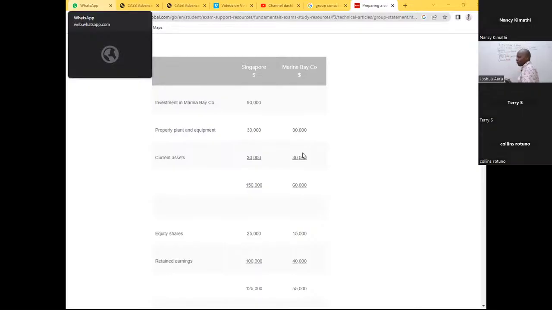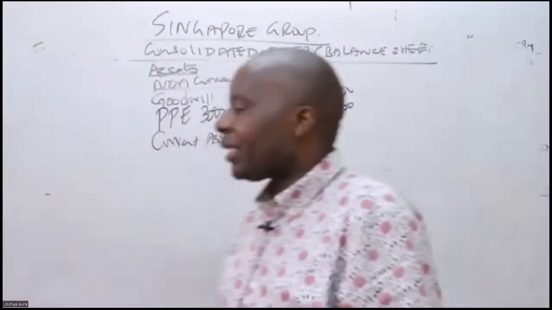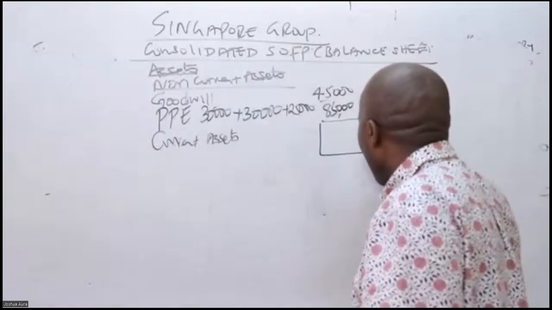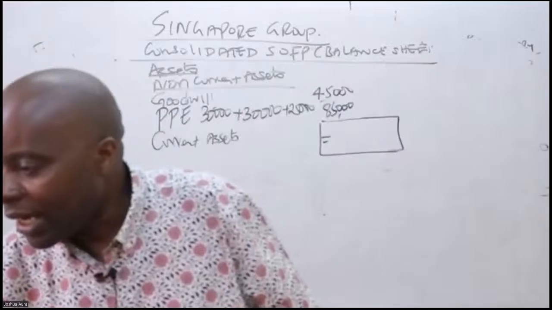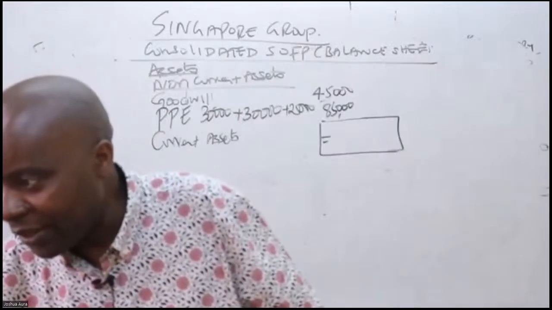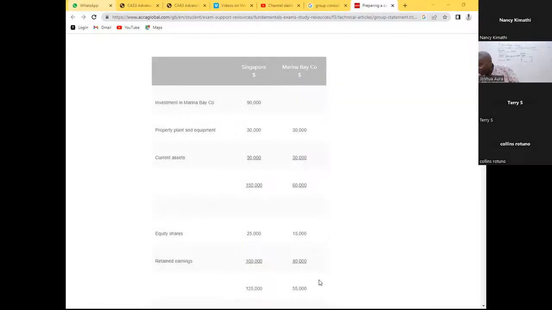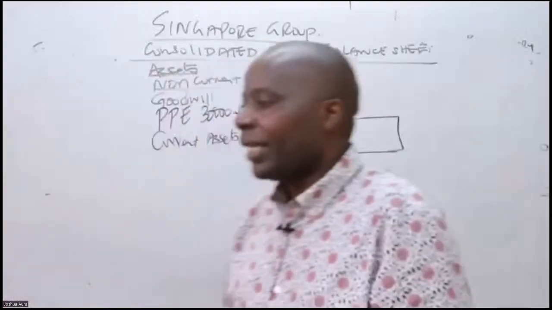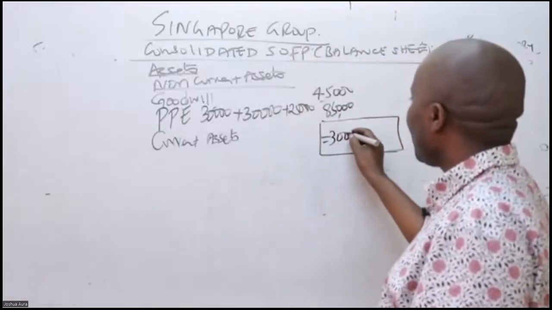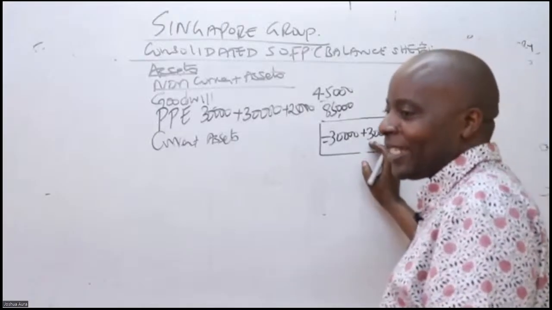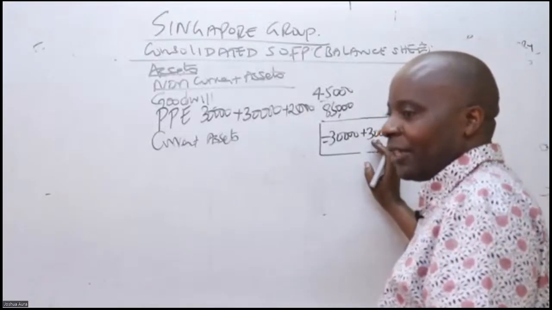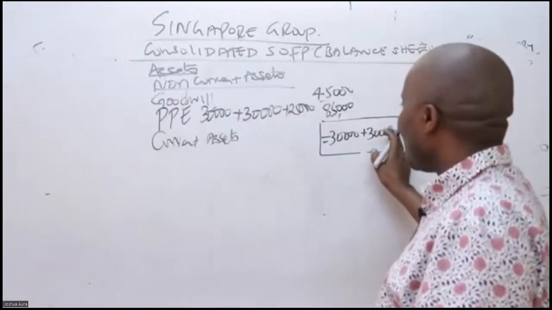I'll simply go to my box here. I'll make adjustments later. I say equals, I can see current assets. What do we have here? I can see 30,000 and 30,000. So I'll say equals 30,000 plus 30,000. I'll be making adjustments later, but just say it like that. So is there somebody who is getting 60,000 for now?